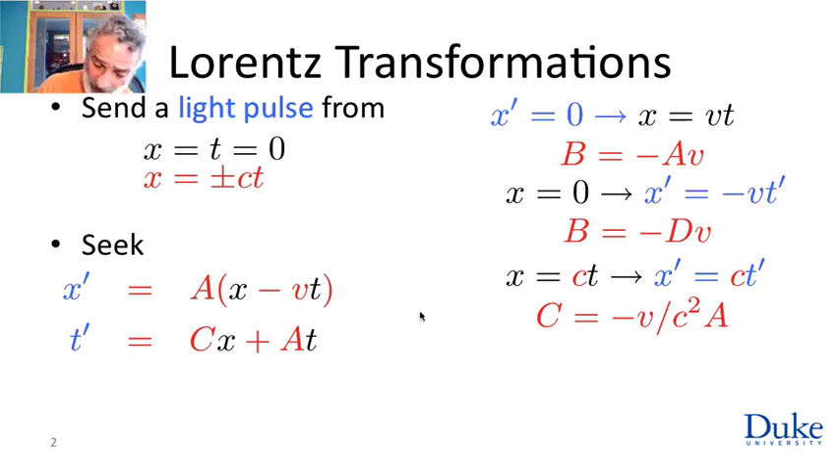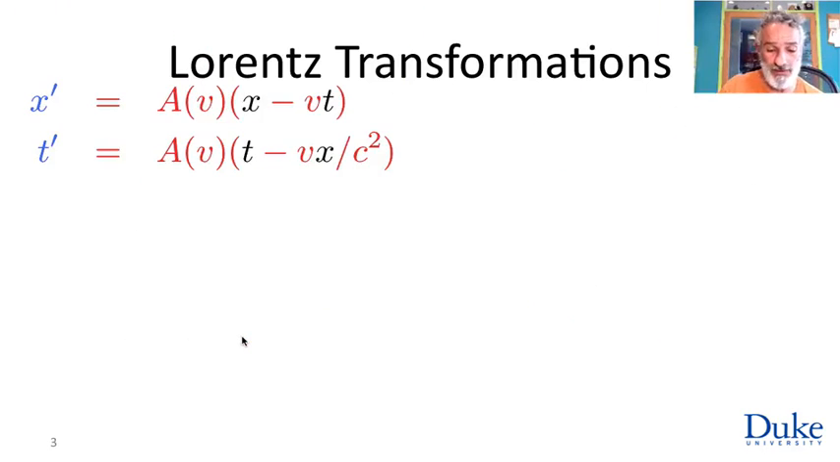And we can plug that back into these equations, and this is what we've discovered so far. I have put back the velocity dependence of A now that it's not too cumbersome. There's only one coefficient that contains all the information. All right, how do I determine this velocity dependence of A?